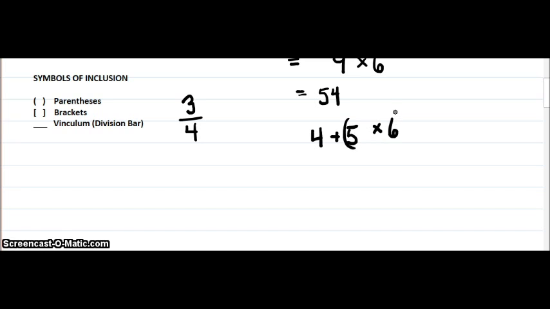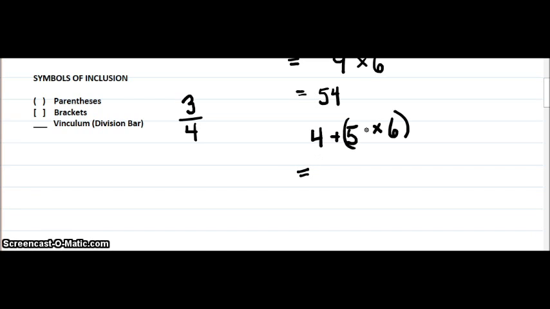I'm going to put my symbols of inclusion around the 5 and the 6 this time. Notice that I'm using exactly the same numbers I used in the previous example, and exactly the same operations as well, addition and multiplication. Everything is the same except the position or the placement of these symbols of inclusion. All right, so let's perform the operations here.